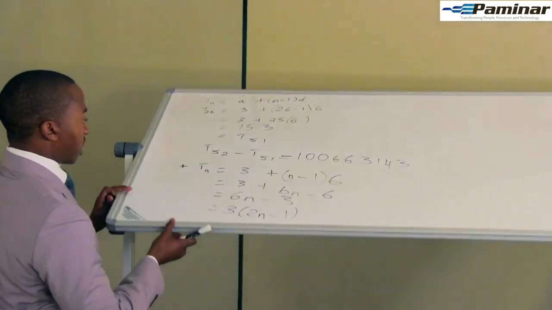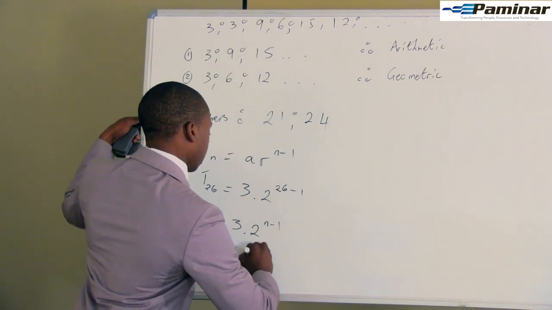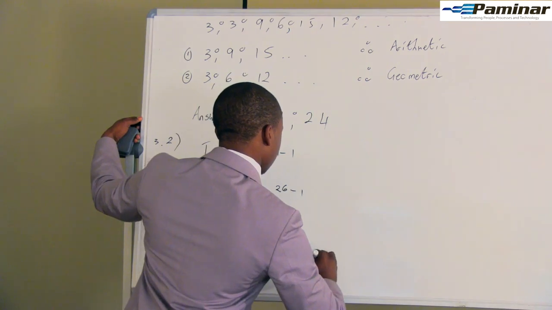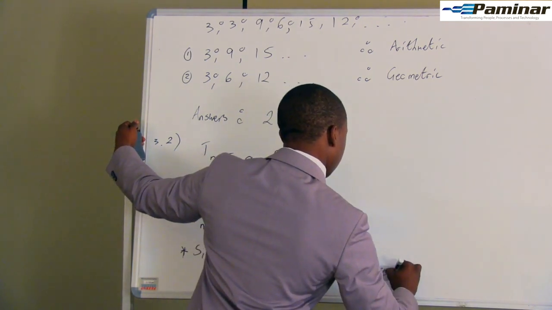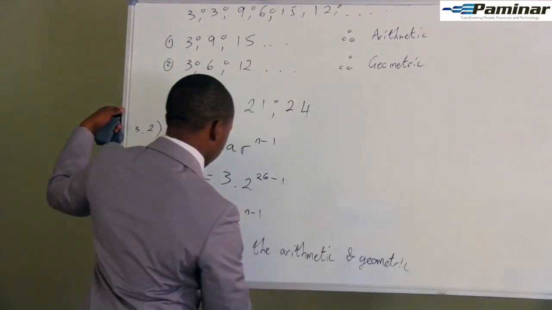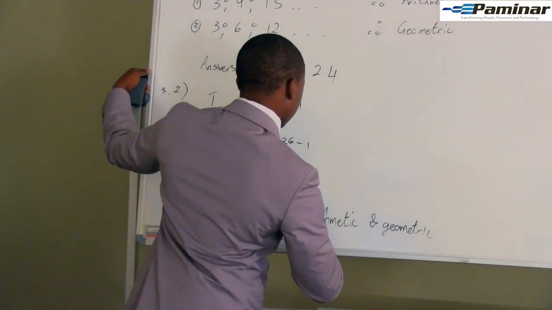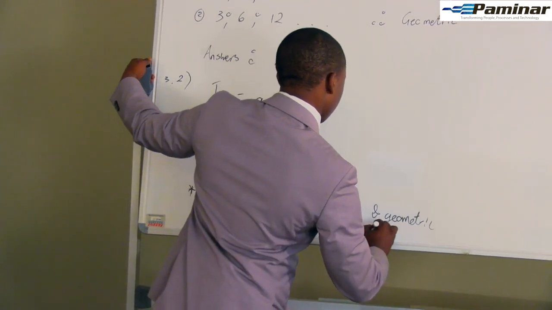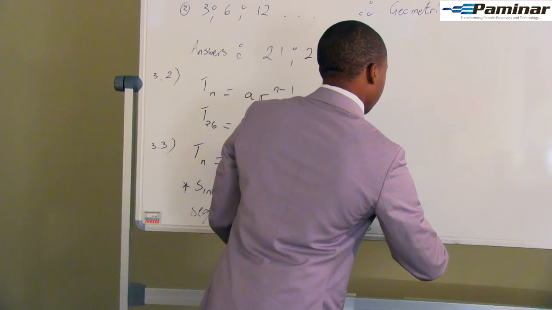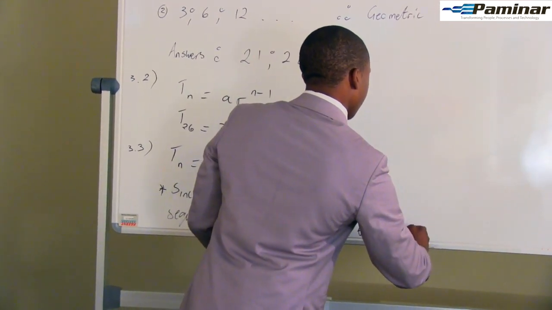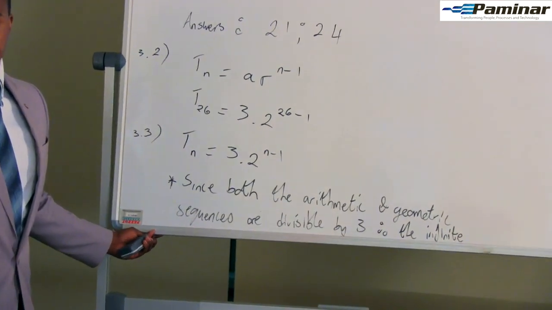Okay, so in conclusion, your final answer, you would say, since both the arithmetic and geometric sequences are divisible by 3, therefore, the infinite sequence would also be divisible by 3. Okay.